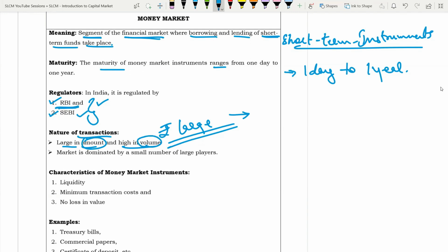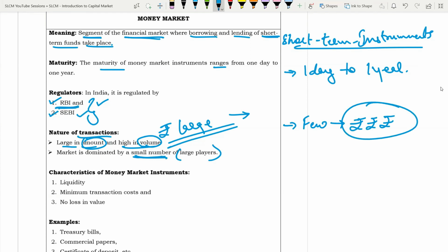That is why the people who are a part of the money market, the investors in money market instruments, are very small in number, but they are large players. Large players means people who have a lot of surplus money available with them, and they invest it in these money market instruments. So we have very few people investing, but those few people have large sums of money available with them.